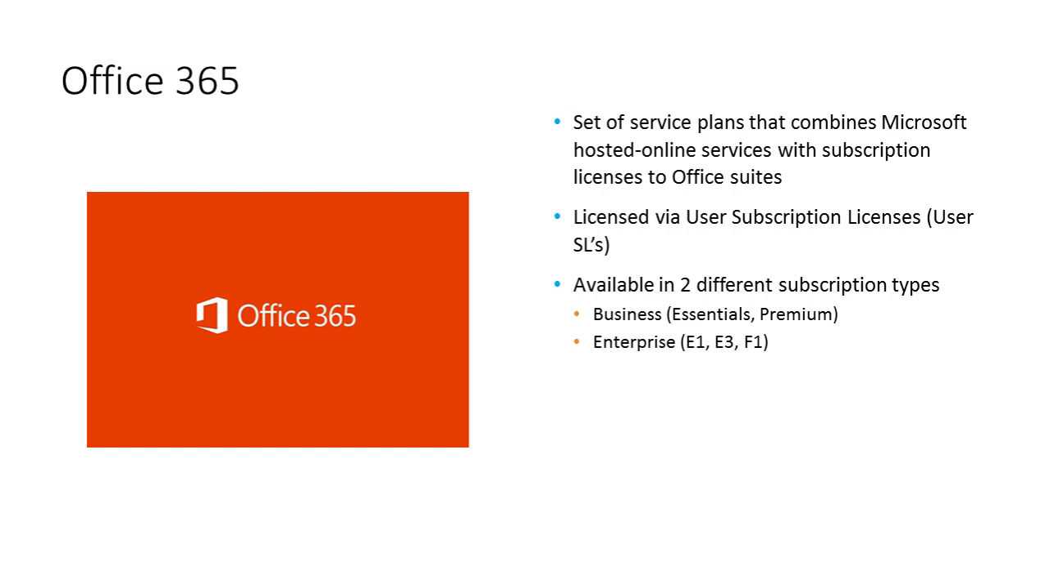Now we'll come to Office 365. Office 365 is a set of service plans which combines Microsoft Online services with subscription licenses to the Office suite. And these are licensed via user subscription licenses. Currently we have 2 Office 365 subscription type licenses. One is the Business, which has essentially 2 different types, Essentials and Premium. And we have the Enterprise, which has the E1 plan, E3 plan, and F1 plan, which is available through TechSoup.